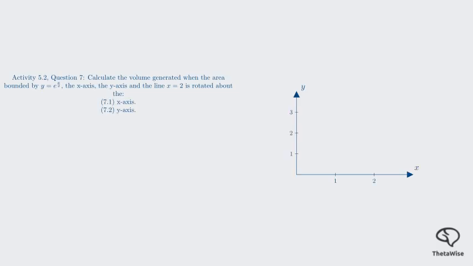The curve y equals e to the x over 2 is an exponential growth function. The other boundaries are the x-axis, y at 0, the y-axis, x at 0, and the vertical line x at 2. This forms a region in the first quadrant. For part 7.1, we rotate this area about the x-axis.